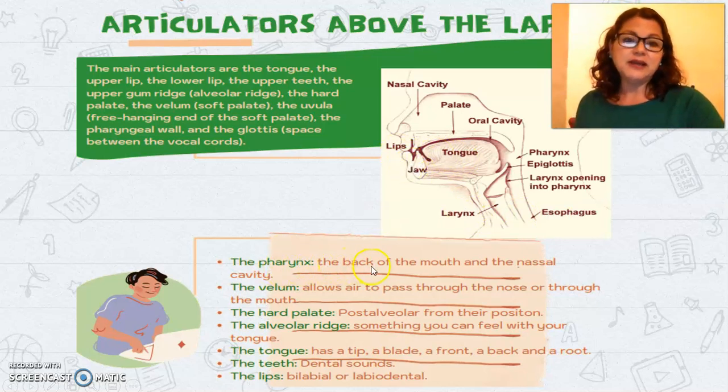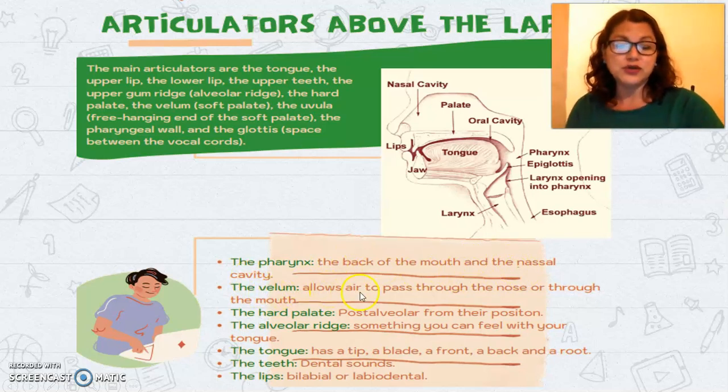The pharynx is the back of the mouth and the nasal cavity. The velum allows air to pass through the nose or through the mouth. The hard palate, post-alveolar from their position, the alveolar ridge, something you can feel with your tongue. The tongue has a tip, a blade, a front, a back, and a root. The teeth make the dental sounds. The lips, bilabial or labiodental.